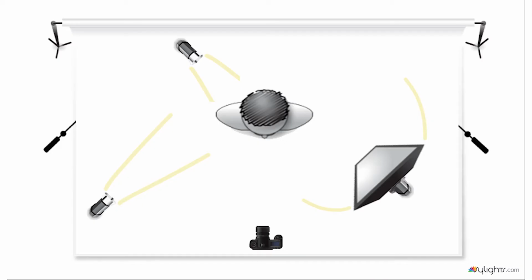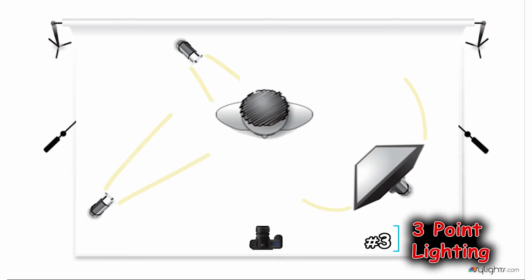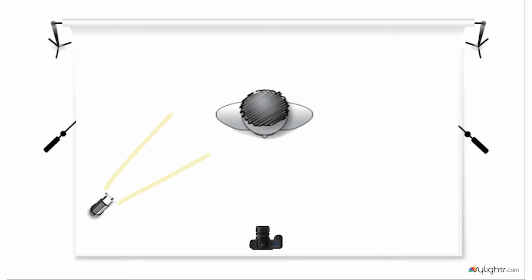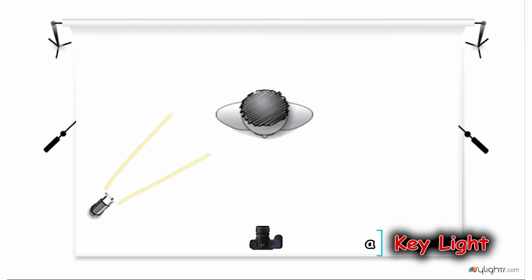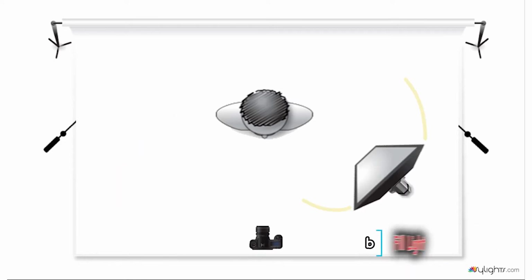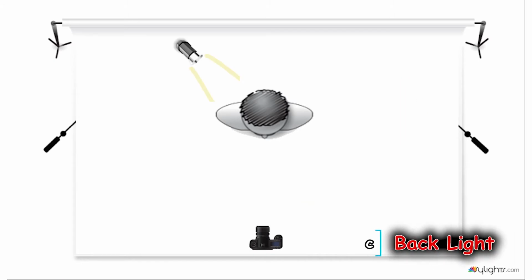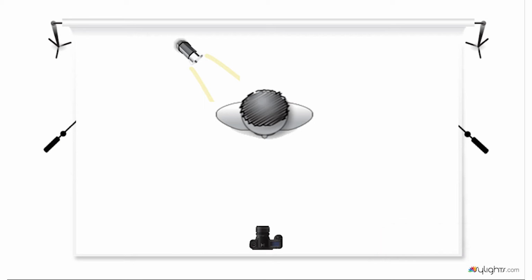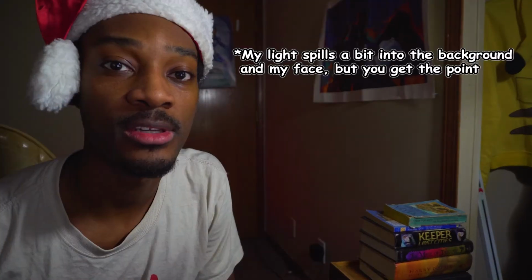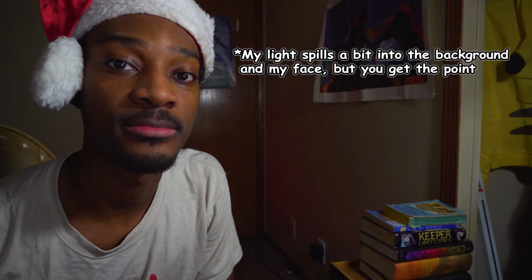Next up is probably the most popular way of lighting things professionally. Number 3, three-point lighting, which we'll break down in 3 parts. A, the key light, which is the main light in the scene. Then B, the secondary or fill light, which gives some light to the other side of our subject. And finally, the back or hair light, which adds some depth and separation for our subject from the background. Here's an example of my setup. There's my key light, here's my fill light, and this here is my backlight.